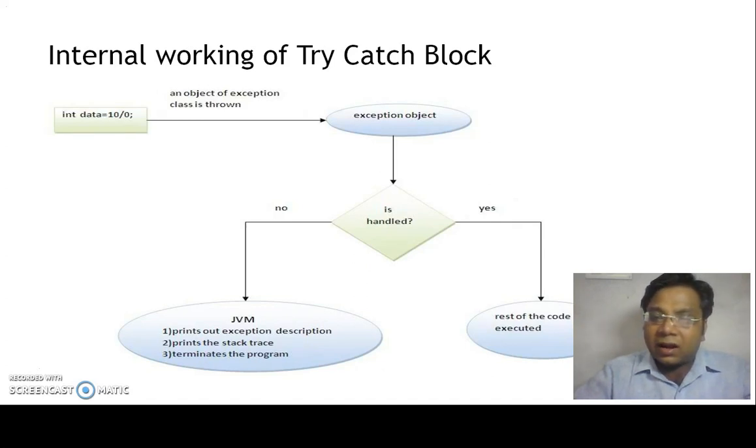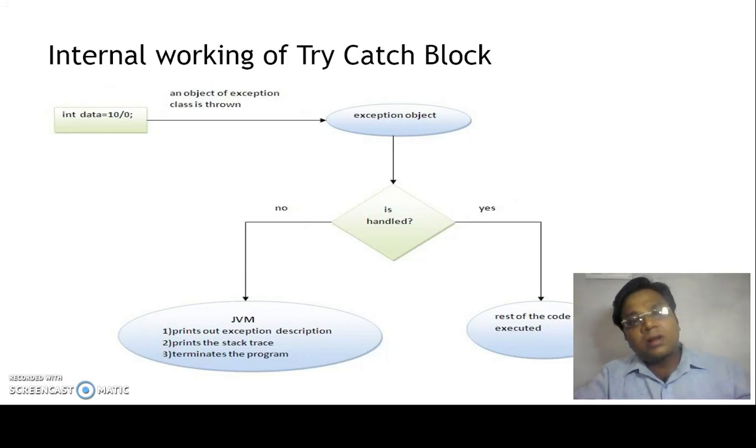If it is handled, then the rest of the code will be executed. And if it is not handled and it reaches the JVM, then it will do 3 things in a sequence. First, it will print the exception description. Second, it will print the stack trace, from the block where the exception arises and the propagation sequence. Third, it terminates the program, right?